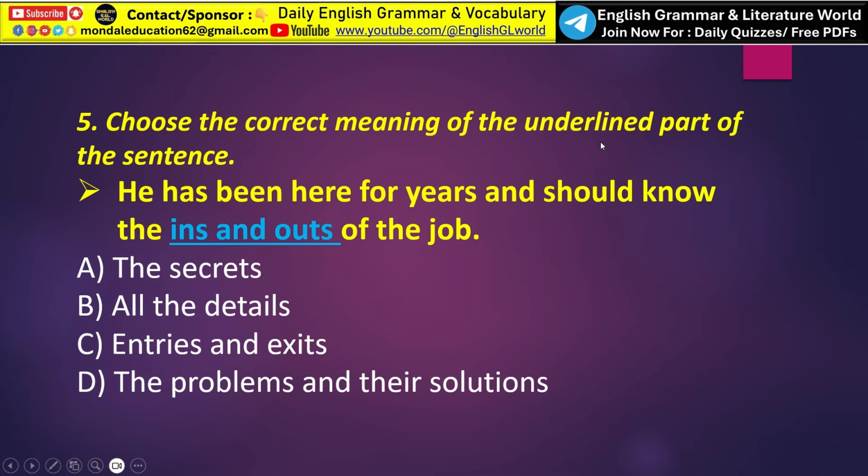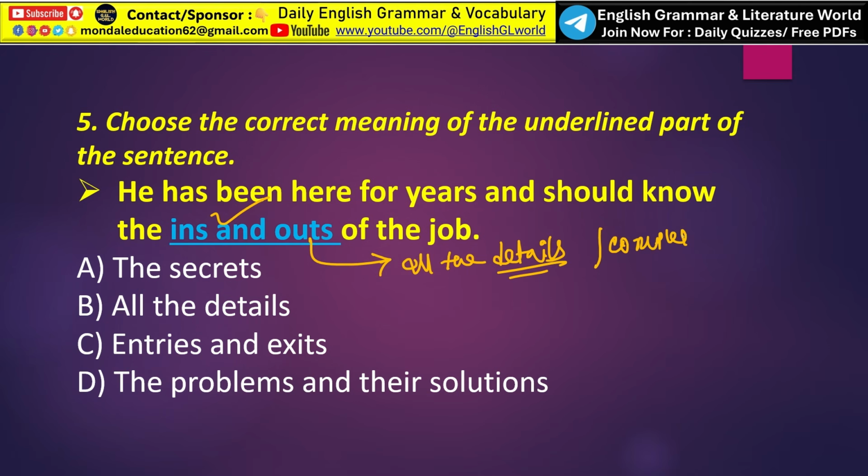Next, choose the correct meaning of the underlined part. He has been here for years and should know the ins and outs. So look, the idiom ins and outs means all the details. Okay, all the details. Actually, ins and outs suggest one kind of complete knowledge, or you can say every aspect of something. That is called ins and outs. So look at the options. Here option B, all the details, is the correct answer.